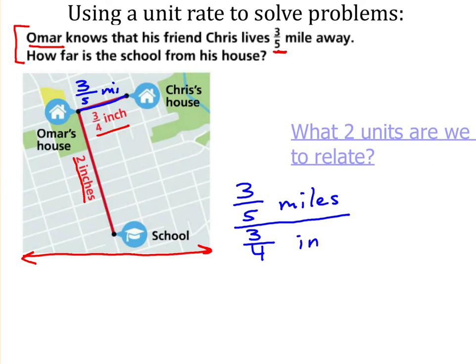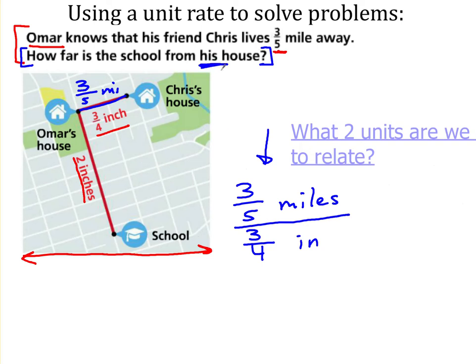So now what I want to do is start looking at, well, what do I want to leverage this proportion to do? So I'm going to go ahead and look at this second part. How far is the school from his house? So there's a little bit of debate. Are we talking about Chris's house? Or are we talking about Omar's house from the school?